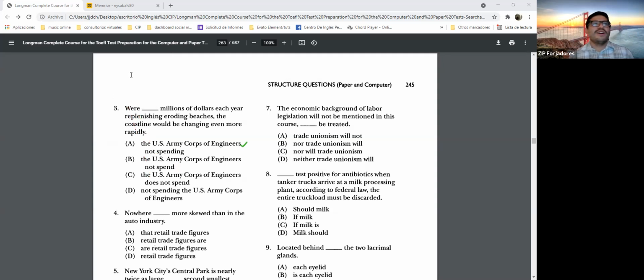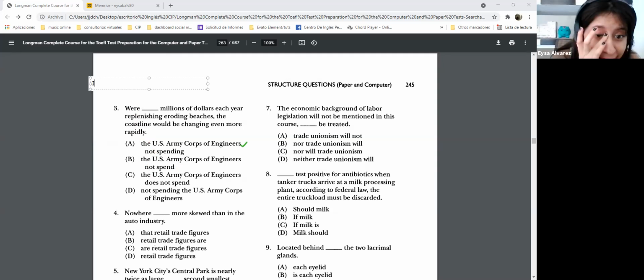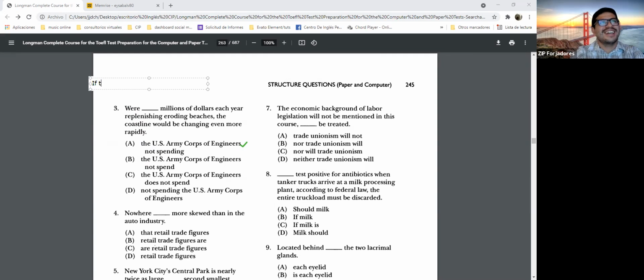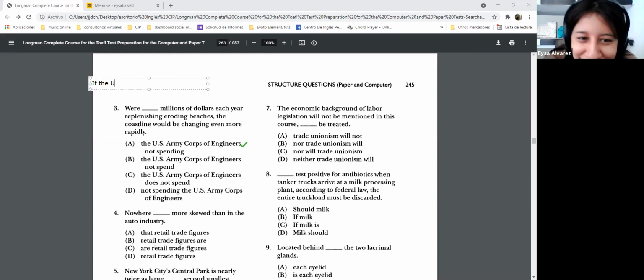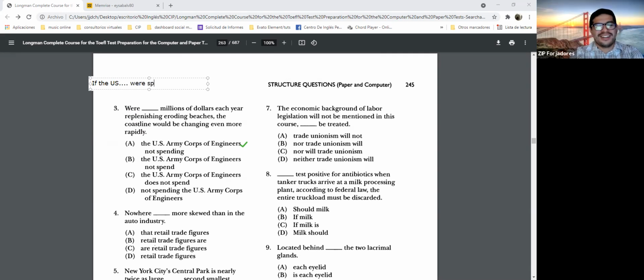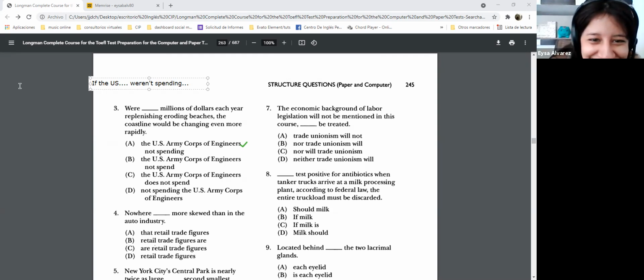So the complete one would be: if the U.S. Army Corps of Engineers were not spending, we're spending, very good. We're not, weren't. That's right. Wait a second, I'm thinking. Okay, the U.S. Army Corps of Engineers.